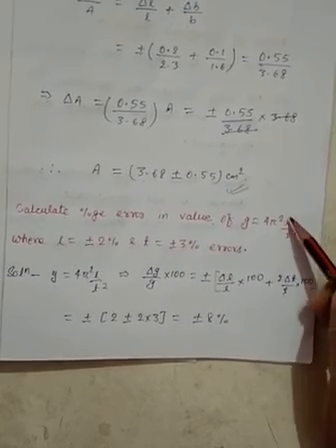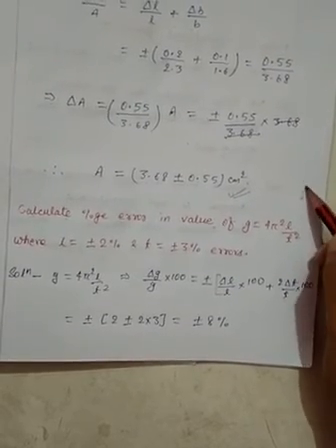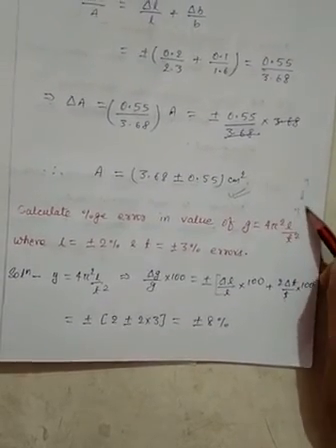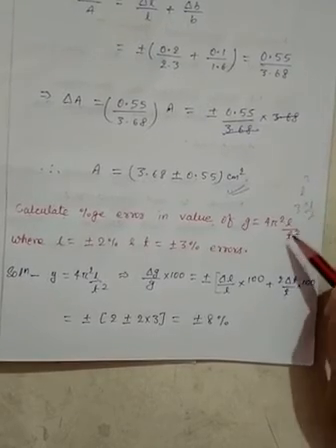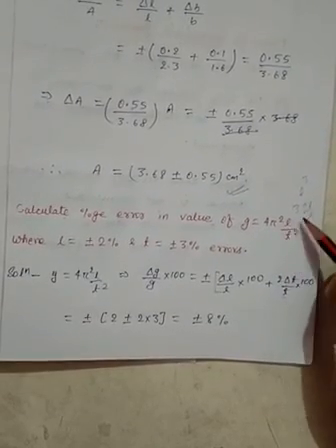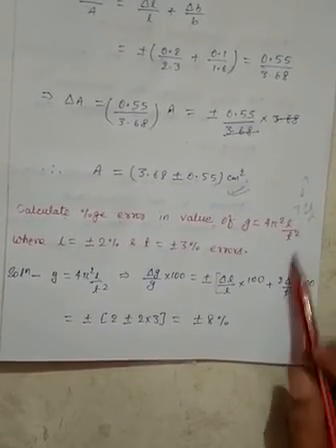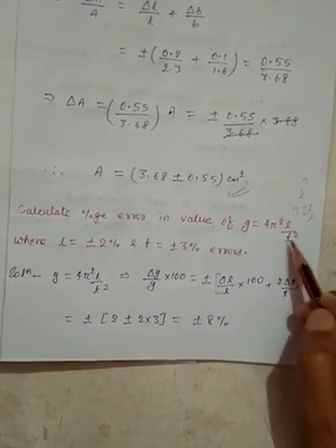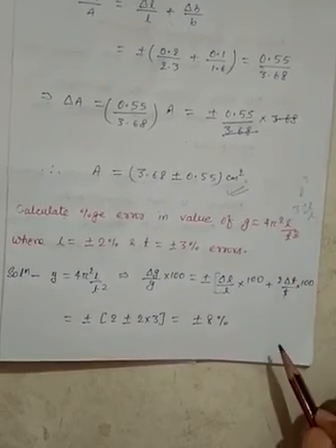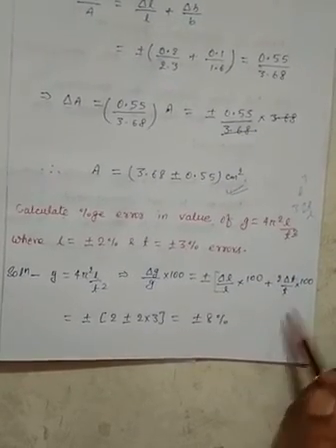Suppose that here we had L to the power 3, what will we do? 3 into delta L by L. So, whether in numerator or denominator, if a power is there, we will simply use the power as coefficient. Remember, we will simply use the power as coefficient. I hope now I am understood.